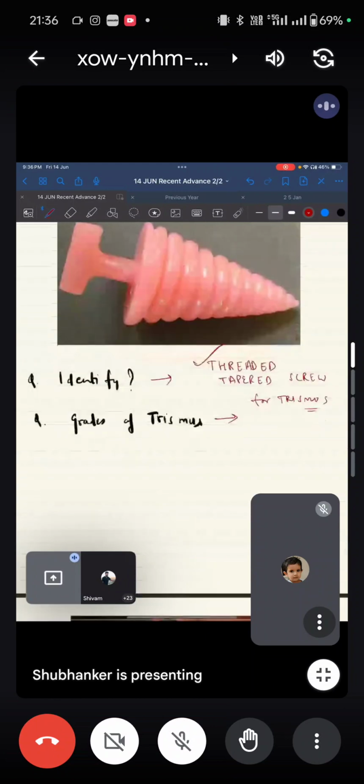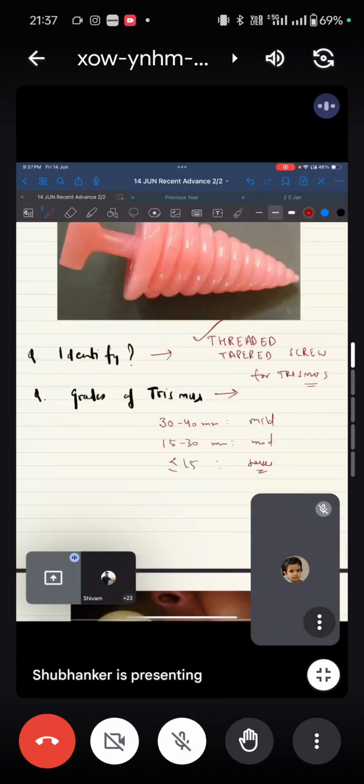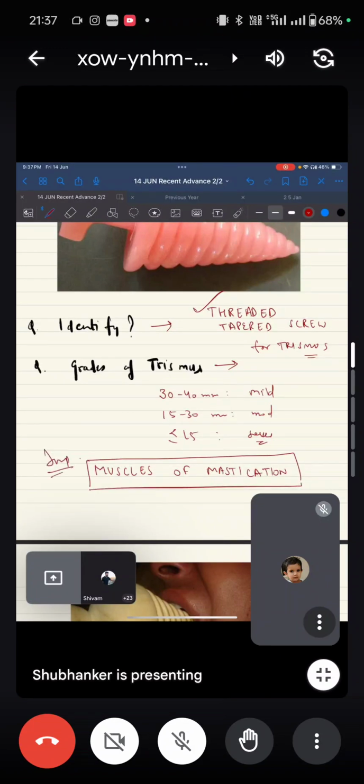Now, what are the grades of trismus? If the mouth opening is 30 to 40 mm, this is mild. 15 to 30 mm, moderate. And if less than 15, severe trismus. Apart from this, let me write one thing. Please read about muscles of mastication. It's important from the exam point of view.